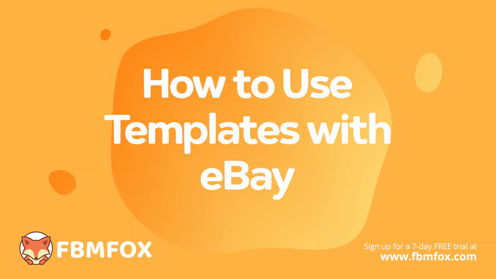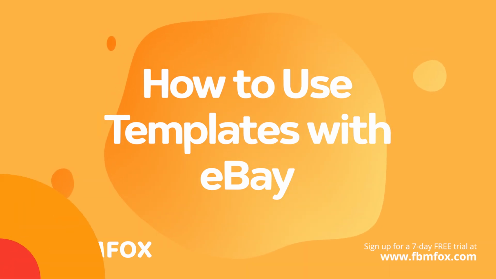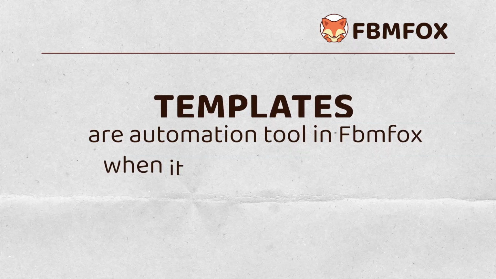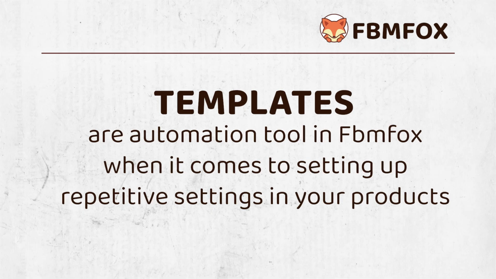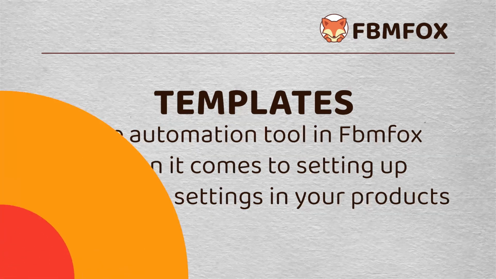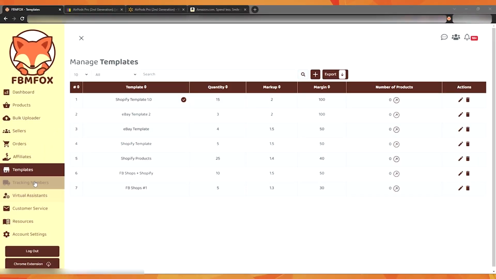In this video, we're going to be talking about templates and how you can apply them to your eBay products. So what are templates? Templates are basically an automation tool when it comes to setting up repetitive settings in your eBay products. And the way you create them is just by going to the template section. And once that's done, all you have to do is apply this template to your products, right?